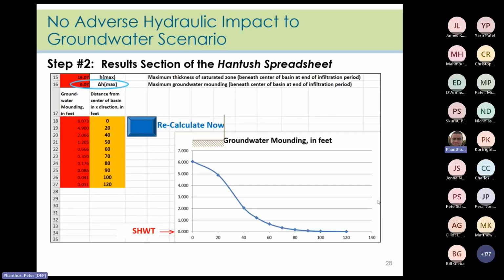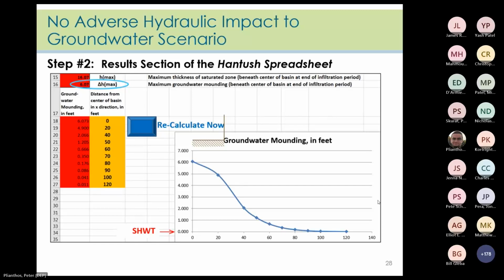If you recall the duration of infiltration period equation from a few slides ago, the footprint area is in the denominator. So we would see the duration of infiltration period decrease proportionally as the area increases.